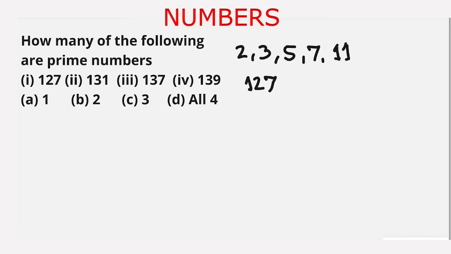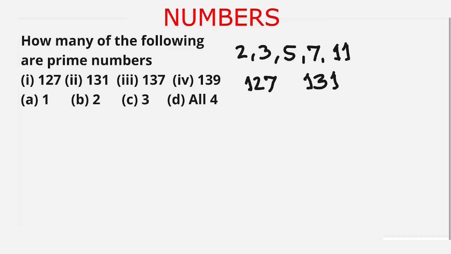Now we go to the next number, which is 131. Again, 131 is less than 144, which is the square of 12, and it is more than 121, which is the square of 11. So we will take all the prime numbers less than 12, and those numbers I have already listed above, which are 2, 3, 5, 7 and 11.